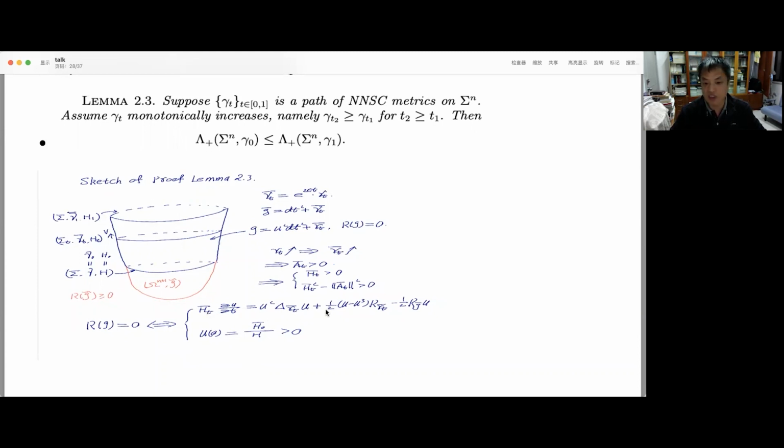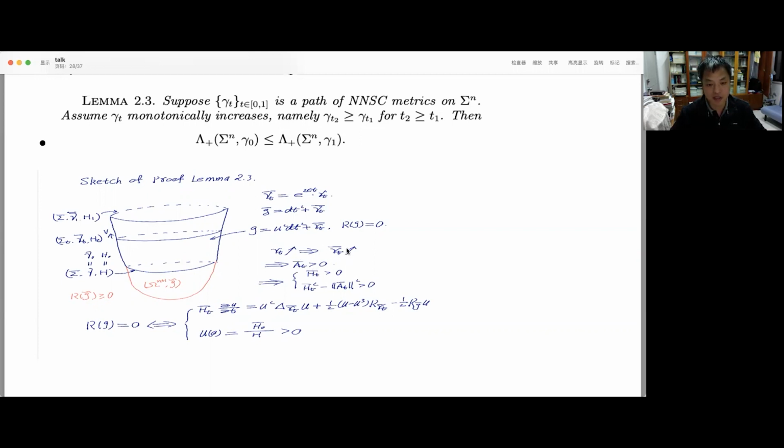And this means scalar curvature equal to 0. And that means the mean curvature of this surface with respect to G is equal to H naught. And this is a very nice evolution equation. We can always solve it. Okay. Now, because gamma t is monotonically increasing, and so is gamma t bar.